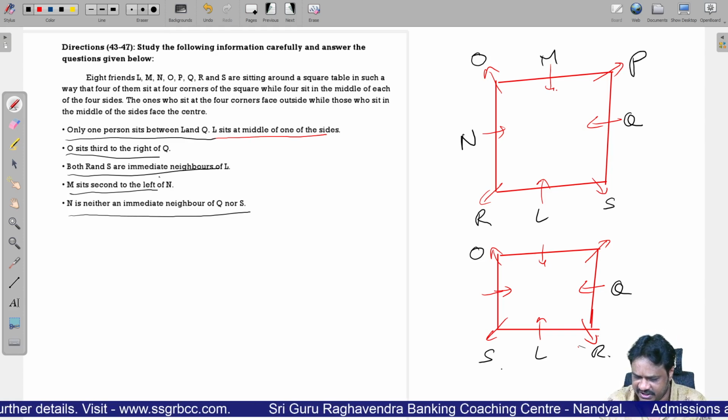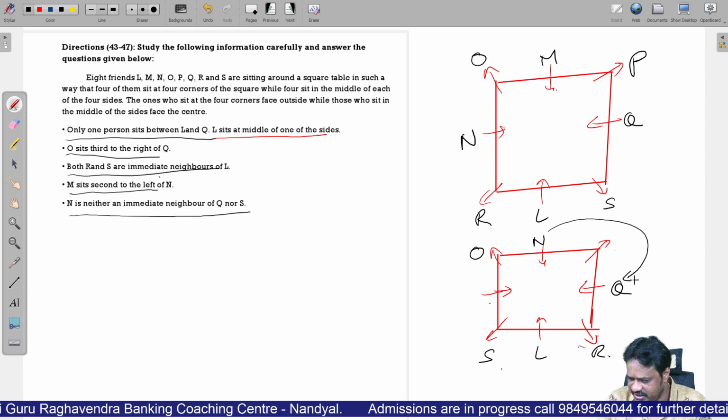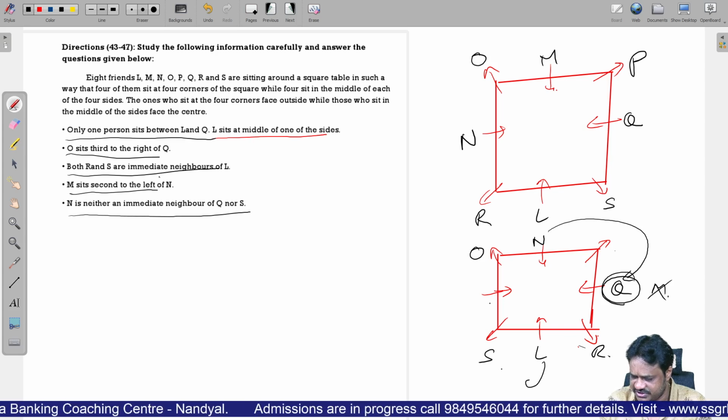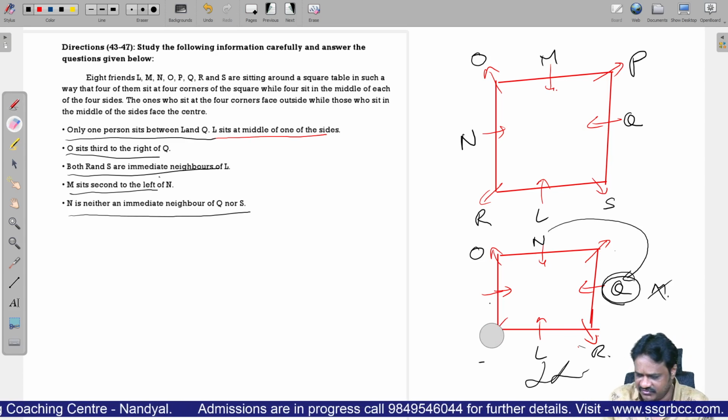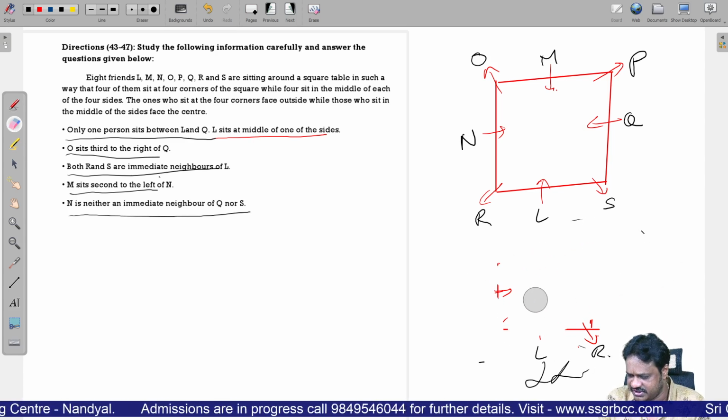Now come to the second case. N is not the neighbor of Q and N is not the neighbor of S. So here only I should write N. But M is sitting second to the left of N. But already second to the left of N, we have Q. We can't write M. So this one is definitely wrong. The second one is wrong. Only the first one is correct.